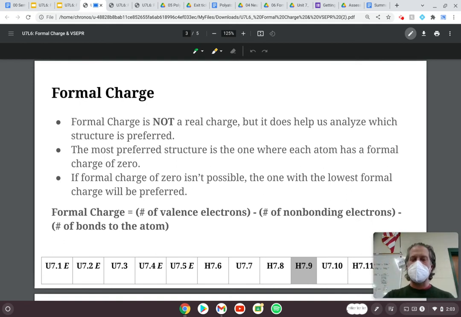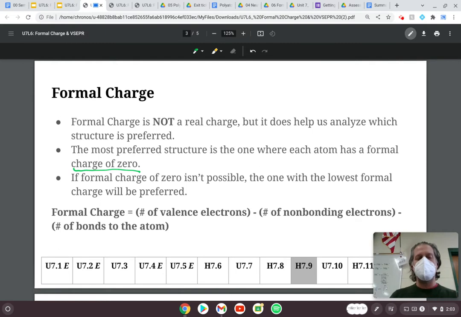The best possible structure would have a formal charge of 0. So if every atom in the compound has a formal charge of 0, then that's definitely going to be the preferred structure. However, that's not always the case. Sometimes you might do the math with that particular molecule and find out that the best possible formal charge might be a -1. I'm going to try to explain what that means in a moment.